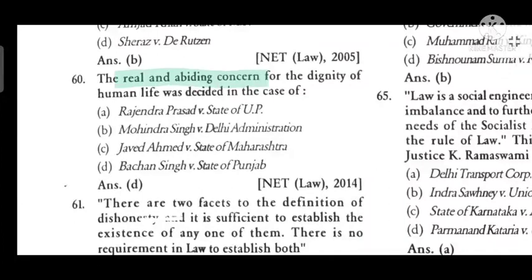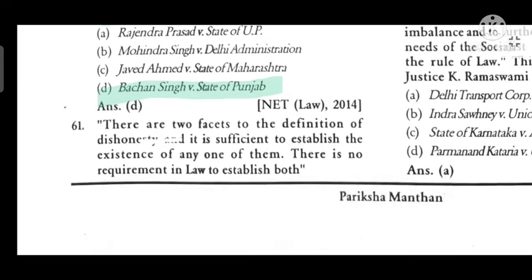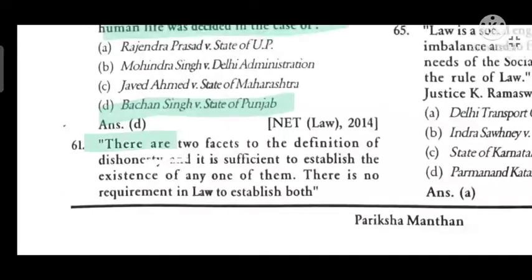The real concern for the dignity of human life was decided in the case of Bachan Singh versus State of Punjab. There are two limbs of the definition of dishonestly, and it is sufficient to establish the existence of any one of them. There is no requirement of law to establish both.